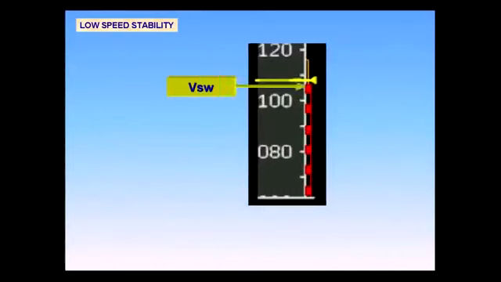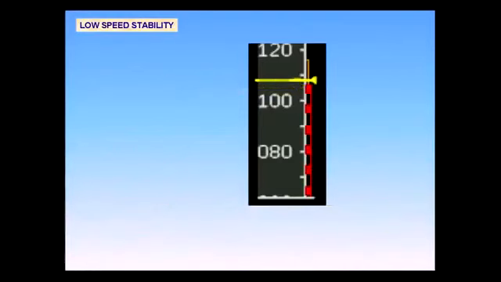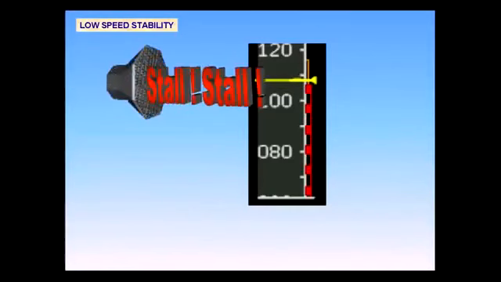If low speed stability exists, a gentle progressive nose-down pitch input is introduced to lower the nose and prevent further speed loss as the speed approaches 5 to 10 knots above VSW. The pitch input can easily be overridden by pilot input on the side stick, and the airplane can be stalled. At VSW, an aural stall warning is triggered, along with the stall warning cricket. The aircraft will stall if the warning is ignored. Alpha floor protection is inoperative in alternate law.